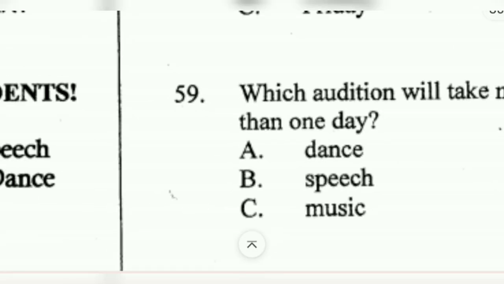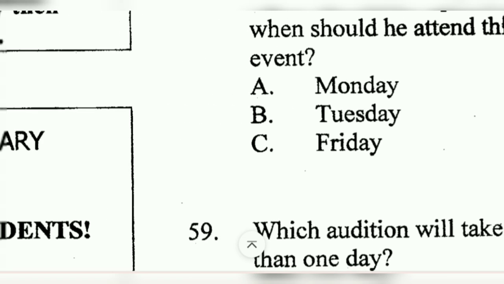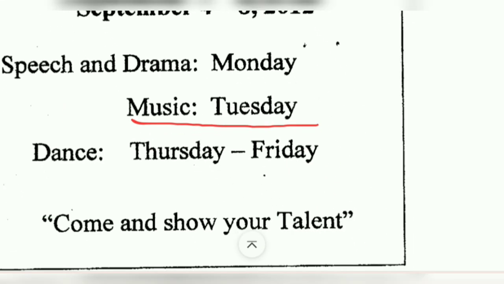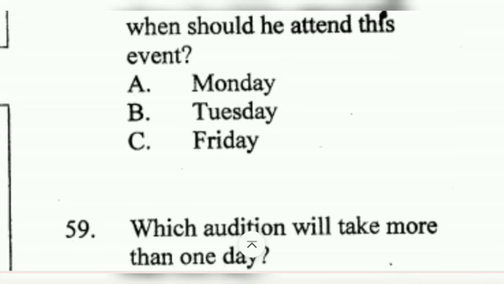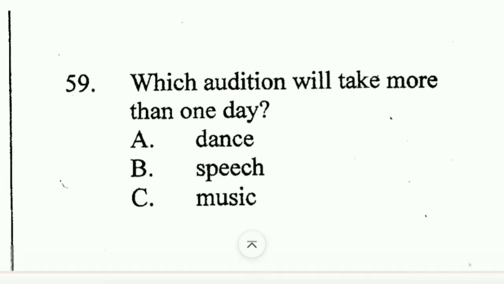Alright. Number on the other side, 58. Carl likes to recite poems. When should he attend the event? Alright, so if he's gonna do poem, when should he go? Speech and drama is on Monday, music is Tuesday, dance is Thursday and Friday. Which one would poem come under? If you're doing a poem, you are reciting the poem. That's a part of speech. Alright, so he should go on a Monday. Poetry would be done on a Monday. The audition for those who want to do their poems should be on a Monday.